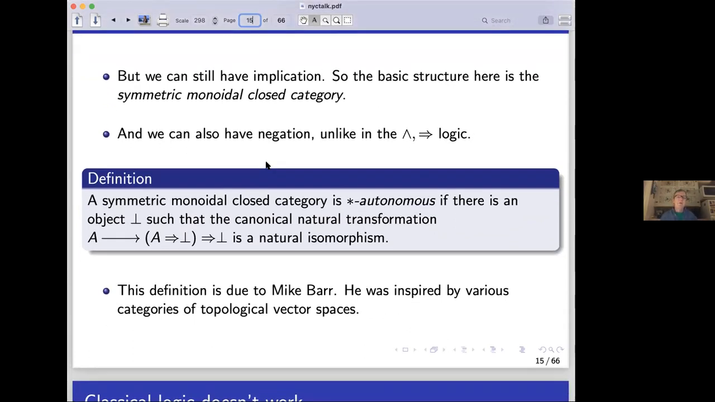So imagine we have a symmetric monoidal closed category. We'll say it's star autonomous if there's an object which we'll call perp or bottom, such that the canonical natural transformation, the translate of the co-unit of the adjunction, which exists in any symmetric monoidal closed category, so I have always a map from A to A implies bottom, I require that map to be a natural isomorphism. This definition is due to Mike Barr, and he was inspired by various categories of topological vector spaces, one of which, time permitting, I'll mention towards the end. And when his book first came out, his Springer Lecture Notes 752 or 3, there wasn't much interest in it until somebody noticed that this corresponds precisely to linear logic.